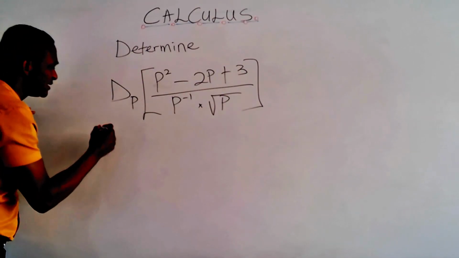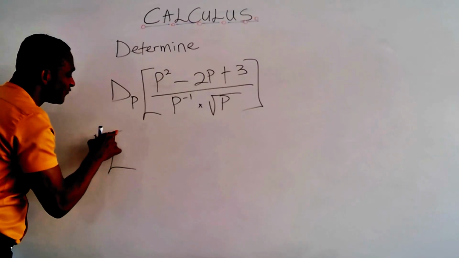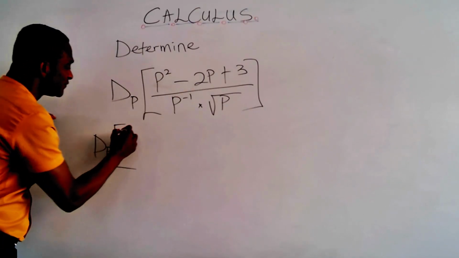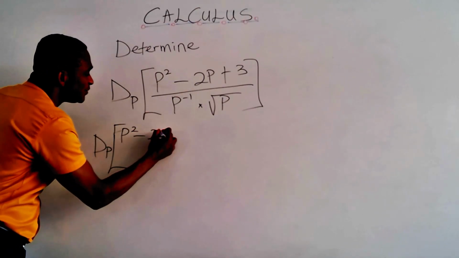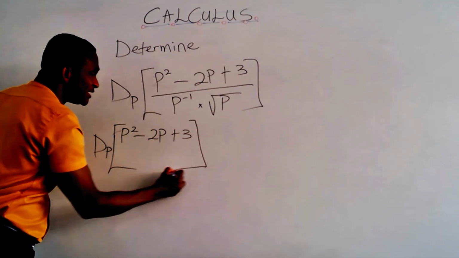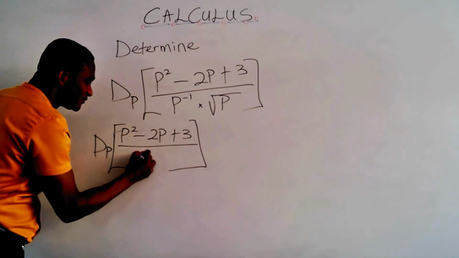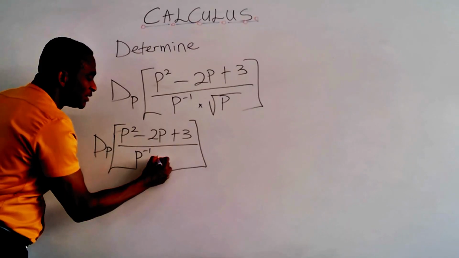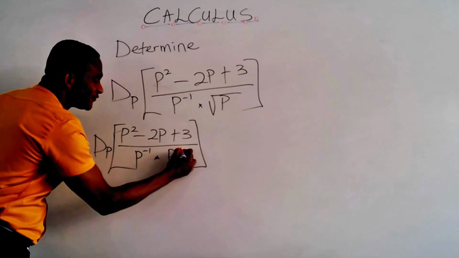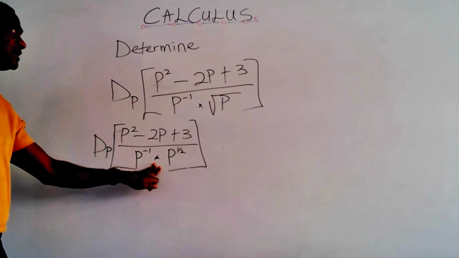From what we have here, let's keep our numerator and simplify our denominator. Maybe from there we can get something out. So we have p squared minus 2p plus 3. And then in the denominator, look at this. This is p to the power of negative 1 times p to the power of half. So we have lots of exponents, and we need to add those two.